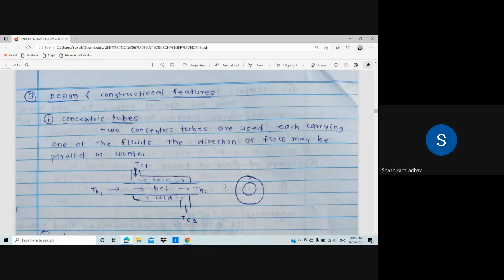Okay, so in that we have to write down the first type of heat exchanger, that is concentric tubes. Okay, so all of you write down concentric tube.